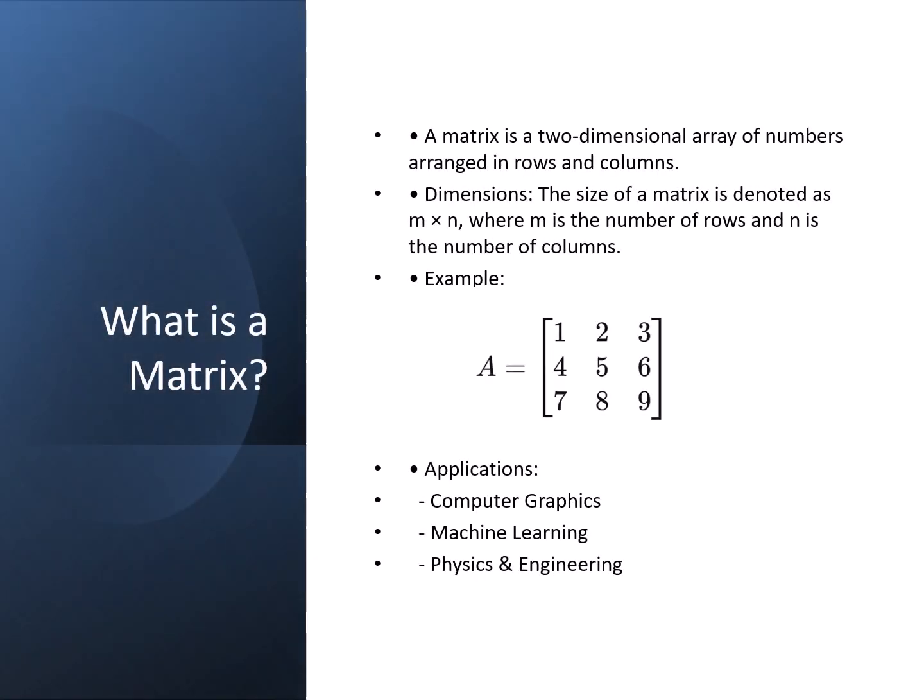So what's a matrix? A matrix is just a number of numbers arranged in rows and columns. It's like a spreadsheet, but for math. The size or dimension of a matrix is written as m into n, where m is rows and n is columns. For example, a 3 into 3 matrix has 3 rows and 3 columns.